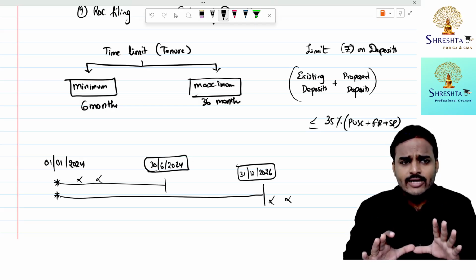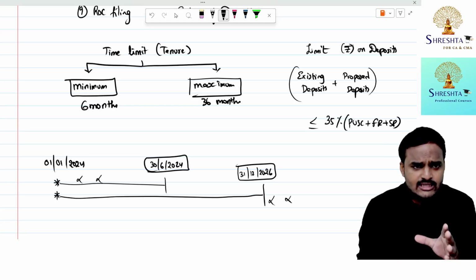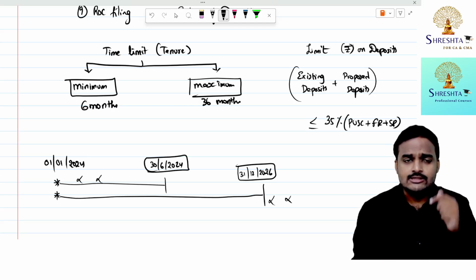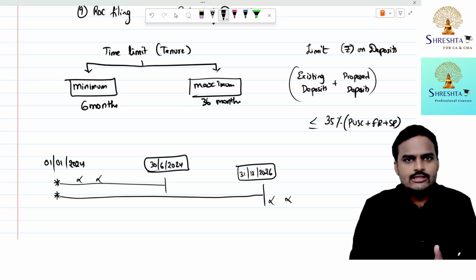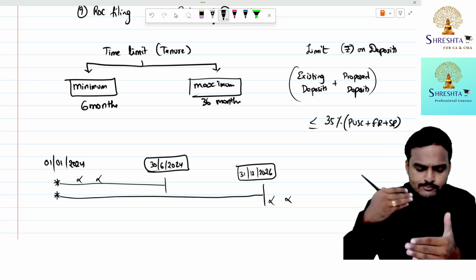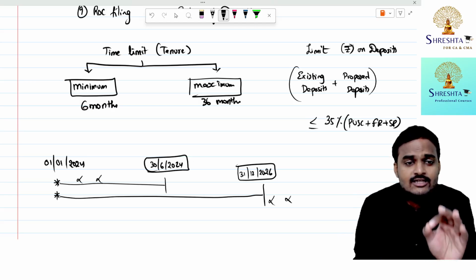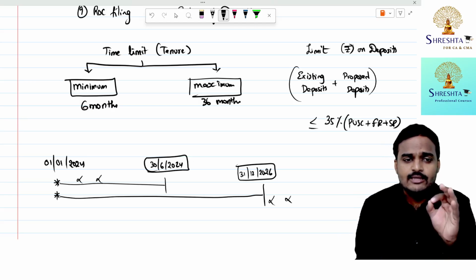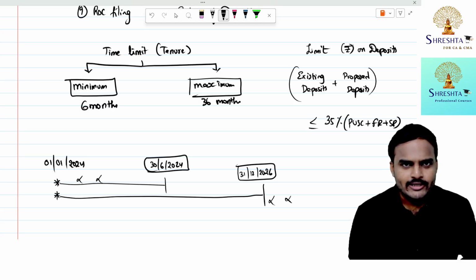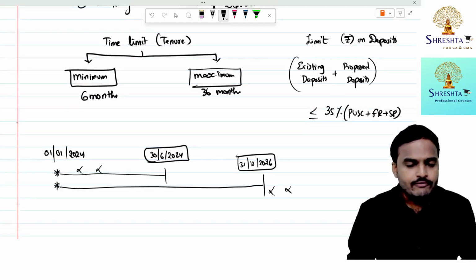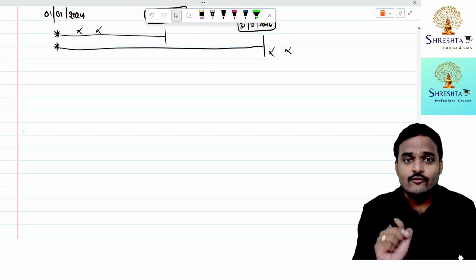So what is the limit on acceptance of deposits? Existing deposits plus proposed deposits. That means the company wants to accept deposits right now. So proposed deposits plus already accepted deposits put together shall not exceed 35% of paid up share capital plus free reserves plus securities premium. Are you all getting my point? Everyone.